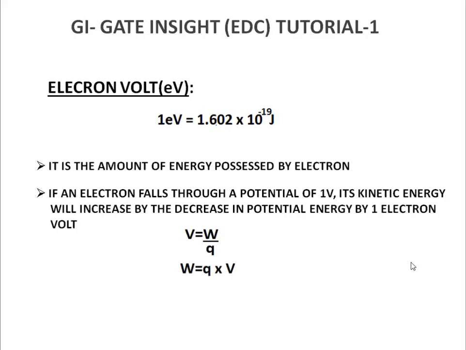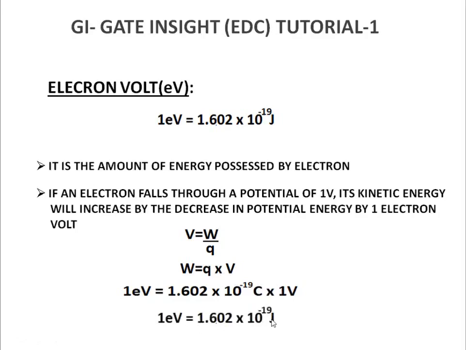So we can use this formula to find out 1 electron volt. So 1 electron volt, that is the work or energy, is equal to the charge Q, that is 1.602 × 10^-19 coulomb, into 1 volt. As you can see, 1.602 × 10^-19 coulomb into the potential of 1 volt, we get the result as 1.602 × 10^-19 joule. This value is important because sometimes in the examinations they are going to ask what is the value of 1 electron volt. So remember that.